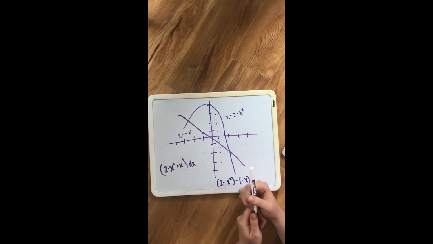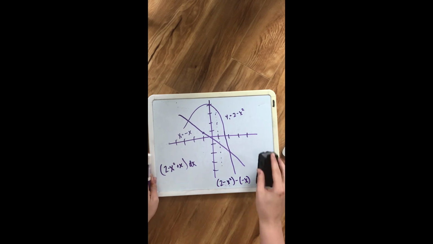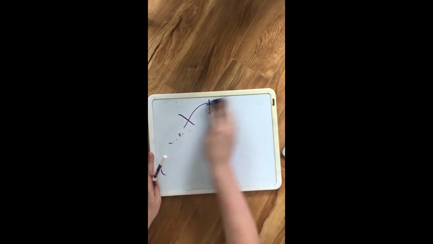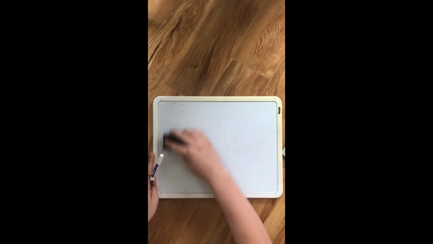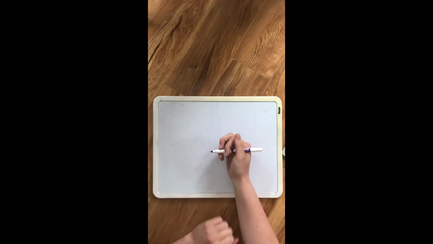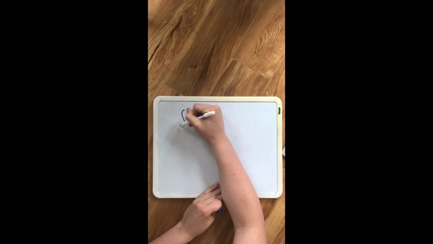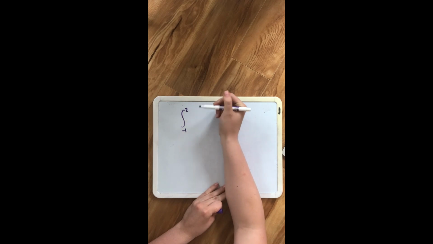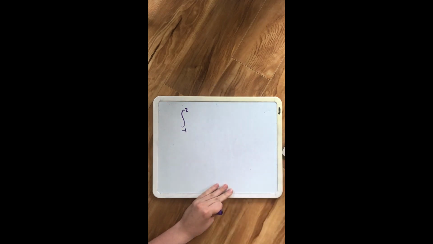However, we cannot integrate without bounds, so we first have to find the intersection points of the two functions. We can do this graphically or by setting the two equations equal to each other and then solving for x. In this example, the bounds are x equals 2 and x equals negative 1. So we will integrate from negative 1 to 2. Our integral should look like this.